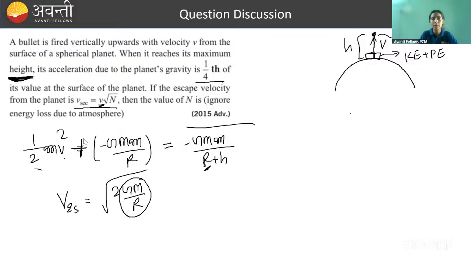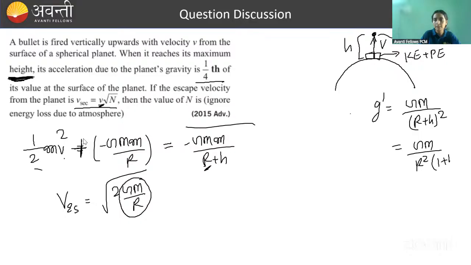So let's write one more equation, because here it is given that at the maximum height acceleration is becoming 1/4 of its value on the surface. So let's say g dash will be equal to how much? You know how we write gravitational field at a height h: GM by R square times 1 plus h by R whole square. So that is basically g on the surface divided by (1 plus h by R) whole square.